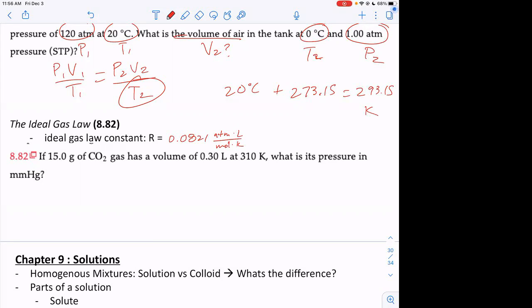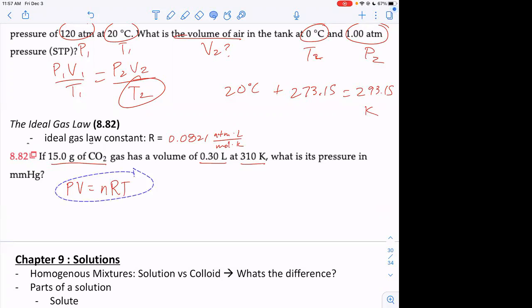All right. This one, the ideal gas law. Anybody remember what that law is? PV equals nRT. There we go. So here's an example problem. It says if you got 15 grams of CO2 gas, a volume of 0.3 liters and 310 Kelvin, what's its pressure in millimeters mercury? So this one's actually challenging because you got some converting to do.